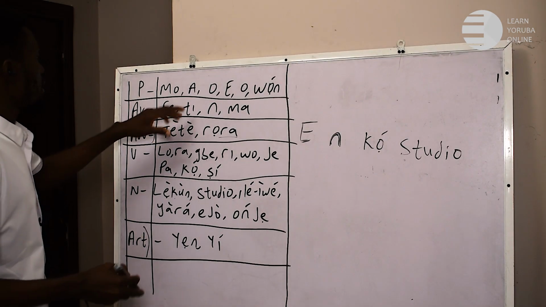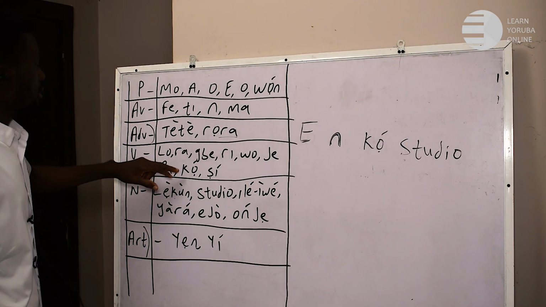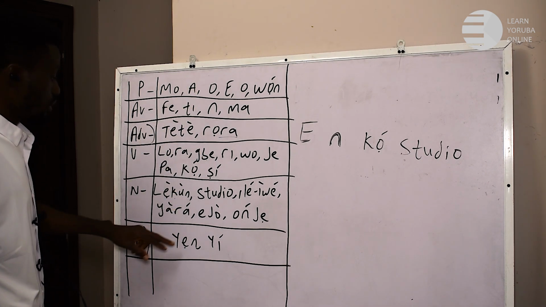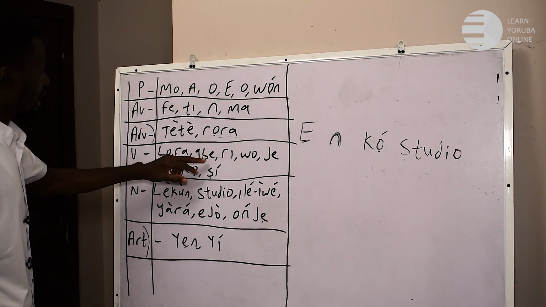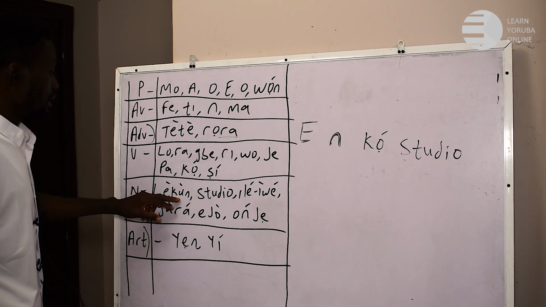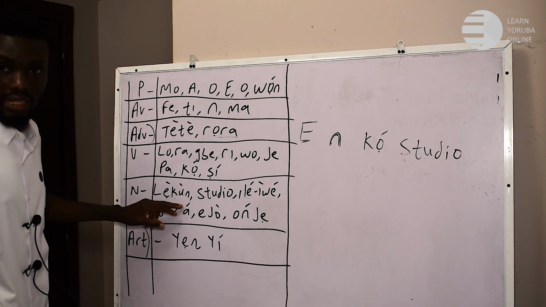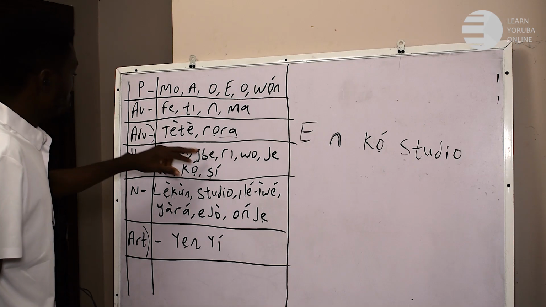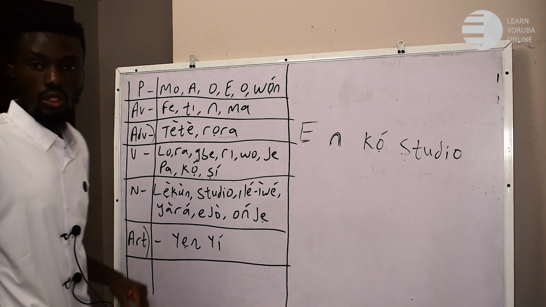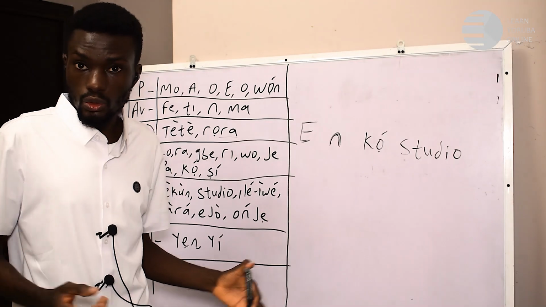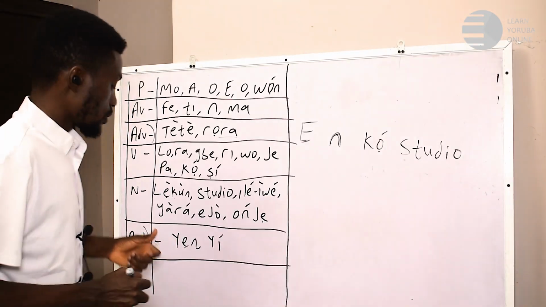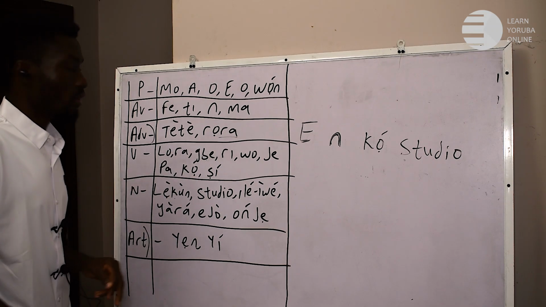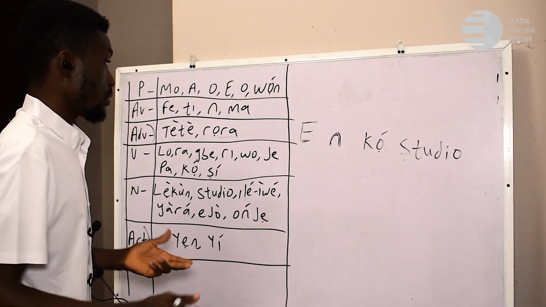And you can also say àti gbé lẹ́kùn yẹn. We have carried the door, or we have carried that door. So you can also say mo ti gbé lẹ́kùn yẹn. I have carried that door, or I have carried the door.